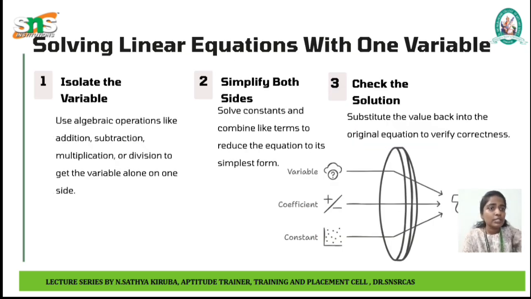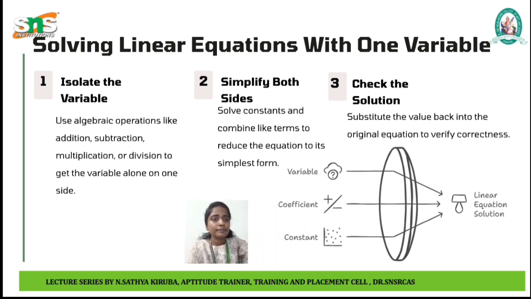Now, first, how can you solve? First you isolate the variable, using algebraic operations, subtraction and multiplication or division. Next, you simplify both sides. Some constants and like terms will be combined, and you reduce that into the simplest form. For example, 2x plus 3x, you will simplify as 5x. That is what is meant.